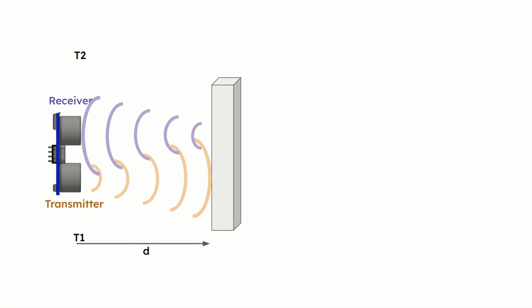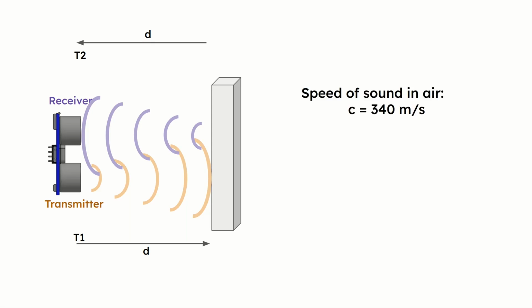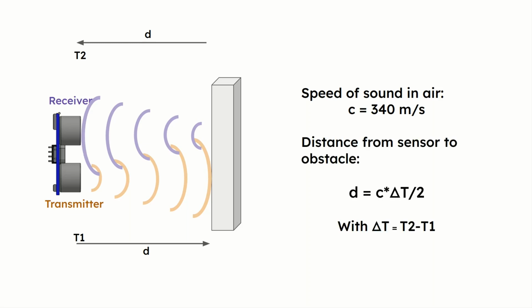So to measure the distance between the sensor and the obstacle, we can use the time delay between the transmission T1 and the reception T2 of the sound wave. Let's call it delta T equal to T2 minus T1. Knowing that sound travels at a speed of about 340 meters per second in the air, we can calculate the distance between the sensor and the obstacle. We have this formula: D equals C multiplied by delta T divided by 2.